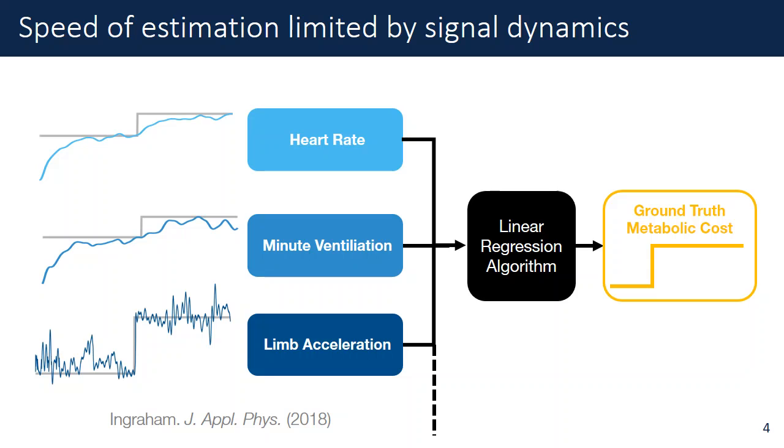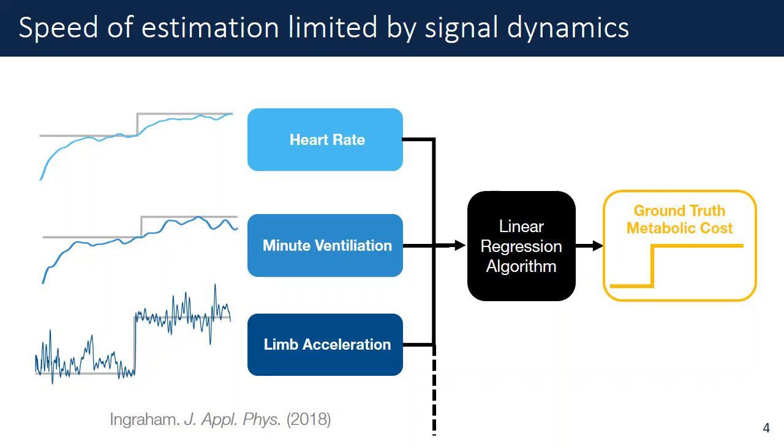In our previous study, published in the Journal of Applied Physiology, we used physiological signals collected from portable wearable sensors in a linear regression algorithm to predict steady-state metabolic cost. Some of the most important signals we used were heart rate, minute ventilation, and limb accelerations.